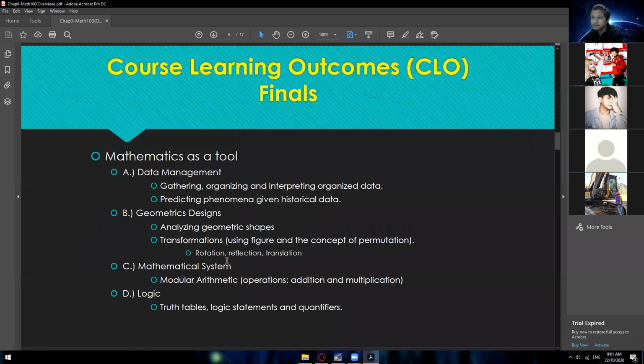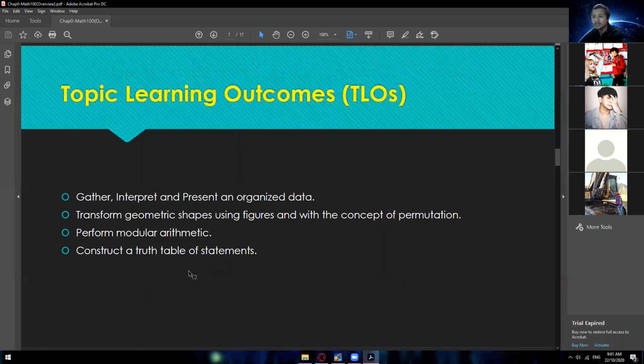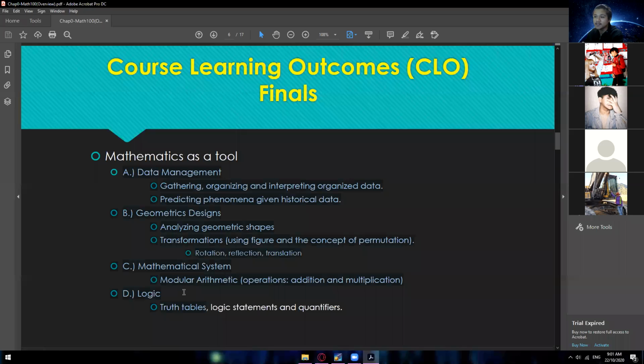Okay? And then for our finals, so we have here the mathematics as a tool. Okay? Below that, marami tayong category. So, data management, geometric design, mathematical system, and then logic. Okay? Actually, ito lang yata. Yeah, ito nga lang. So, medyo madami-dami rin to. Konti lang to. Actually, isang topic lang siya. Pero medyo madami-dami din kahit pa paano. Okay, so baka abutin tayo ng mga 4 meetings or 3 meetings dito.